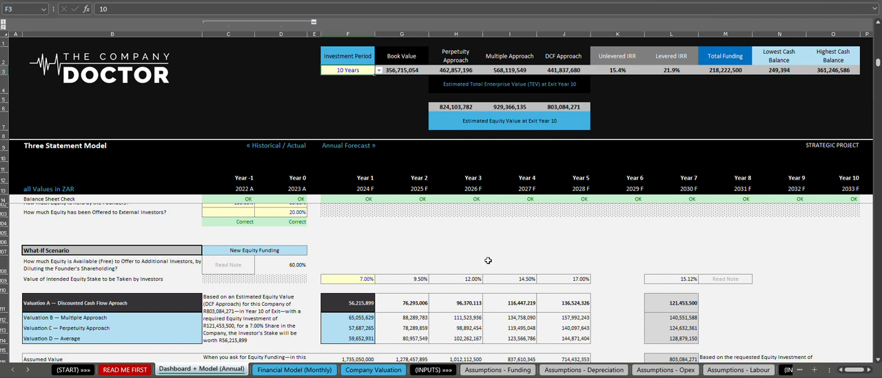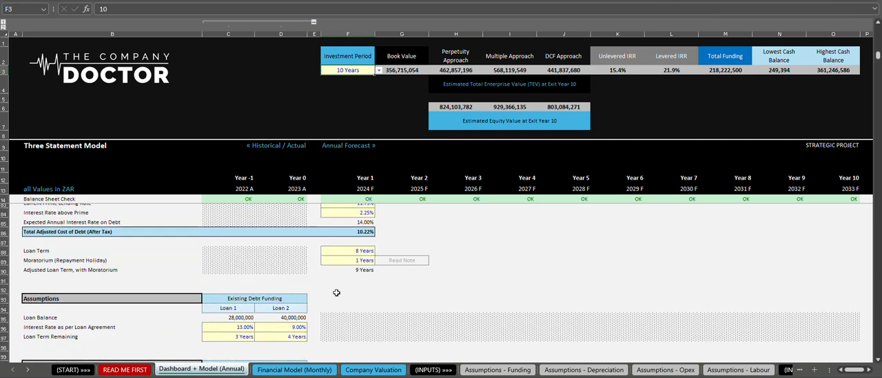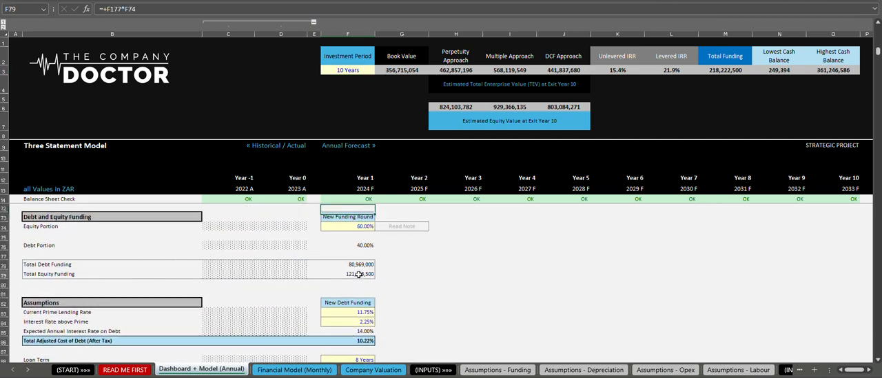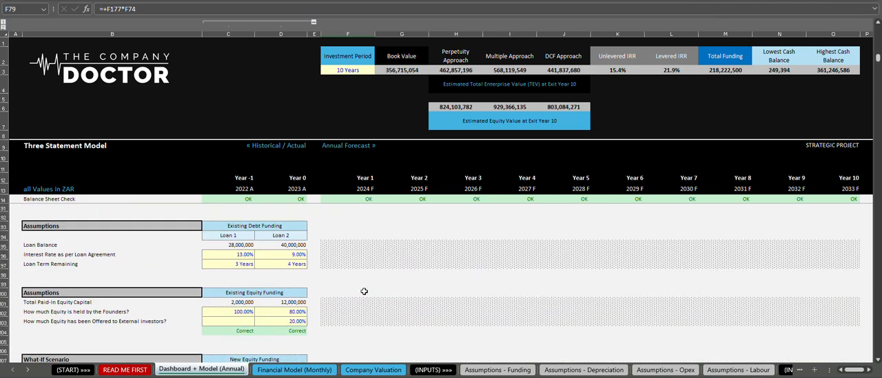Coming back to the what if scenario, so now you want to decide based on the funding amount that you're seeking, which is this case here. We said we need a total funding of which 121 million will be equity funding.